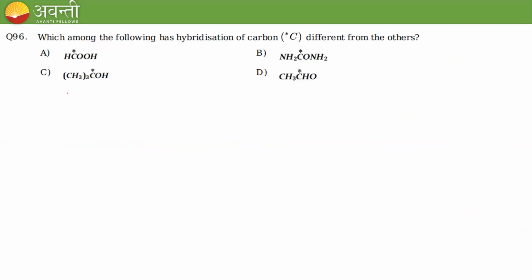Now moving on to question number 96. Which among the following has hybridization of carbon different from the others? The marked carbon should have different hybridization from the other three options. Coming to structure A, it is formic acid, HCOOH. Here the carbon is double bonded, so it is sp2. Then the next compound is urea, CONH2 and NH2. Here also the carbon is double bonded, so it is sp2.